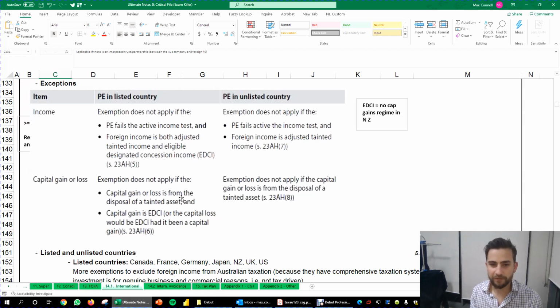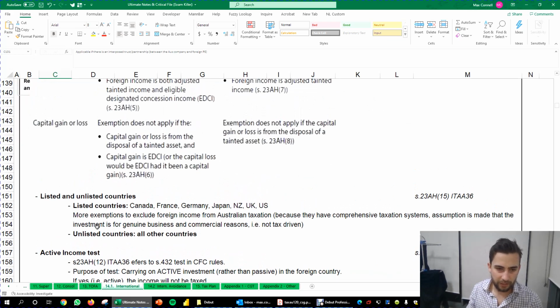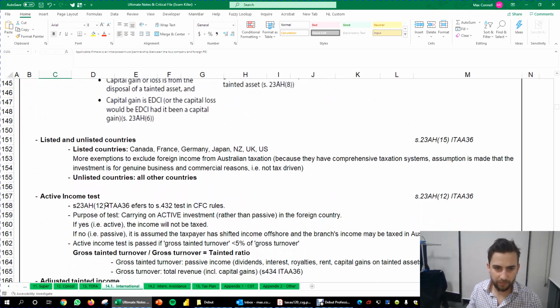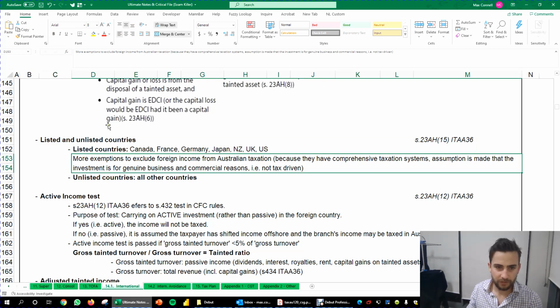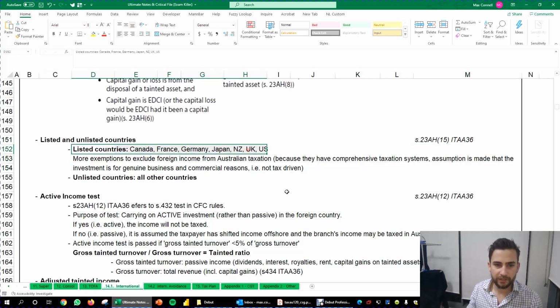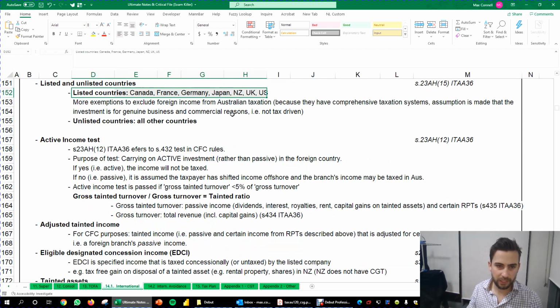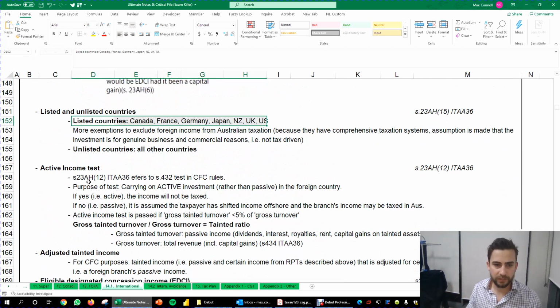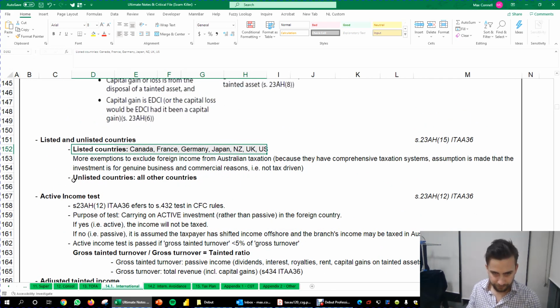Exemption does not apply if the capital gain or loss is from a disposal of a tainted asset. Okay, so again, here's a list of listed and unlisted countries. Basically, the listed ones are specified, and if you're not specified, then you're an unlisted country. The listed ones are Canada, France, Germany, Japan, New Zealand, UK, US. Everyone else is unlisted.